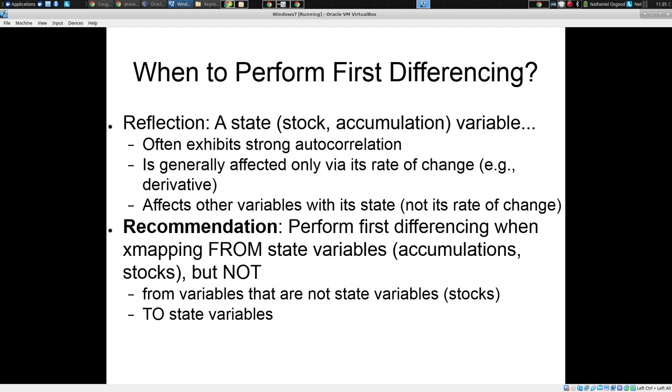So if we have predators driving X, we don't first difference predators when we ask, does Y drive change in X? Because it's predators who are leading to the change in X. It's predators who are eating X. It's not the rate of change of predators, you know, how quickly prey are being captured, that drives the rate of change of X. It's the actual number of predators. So here, if you're saying, is Y driving X, you first difference X, you don't first difference Y.